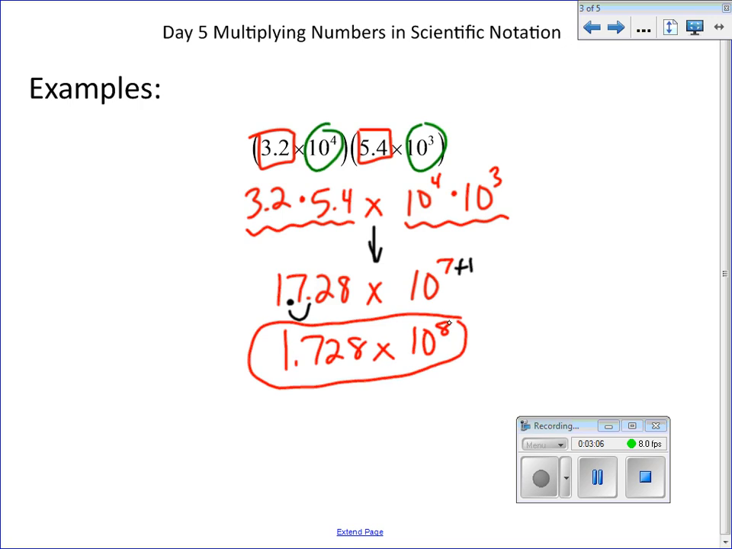So make sure that your answer is actually in scientific notation. Oftentimes, you're really close to being in scientific notation, and you have to maybe shift it over once, maybe twice. If you have to shift it left or right, keep in mind you might have to add to your exponent or maybe even take away from your exponent.